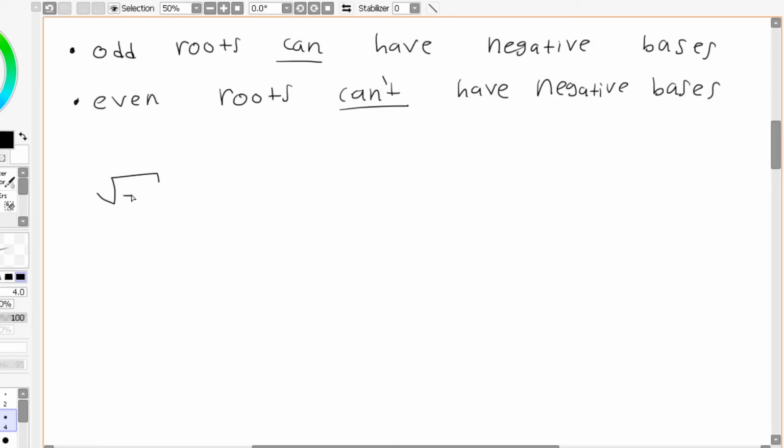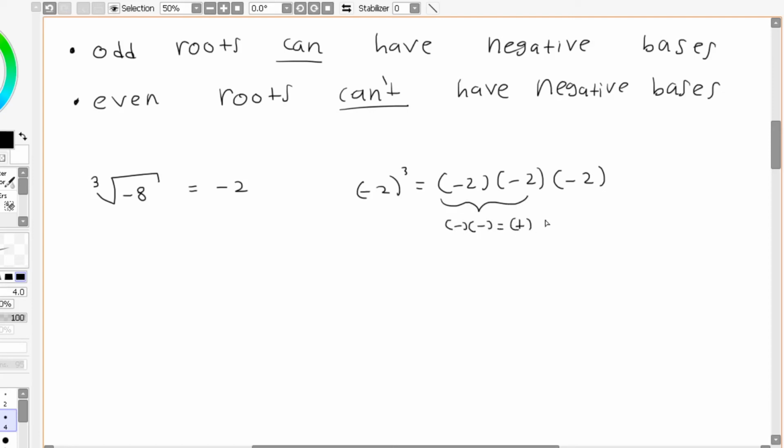If we take the cube root of negative 8, we can get an answer which is negative 2, because the opposite of that would be negative 2 to the power of 3, and then we multiply negative 2 three times, so we get a negative times a negative, which gives us a positive, and then this negative gets brought down, and then a positive times a negative is a negative, so we do get a negative 8.